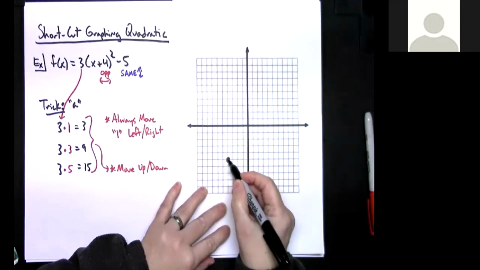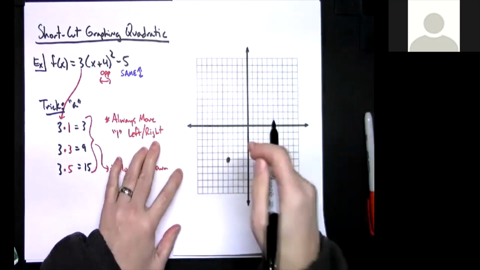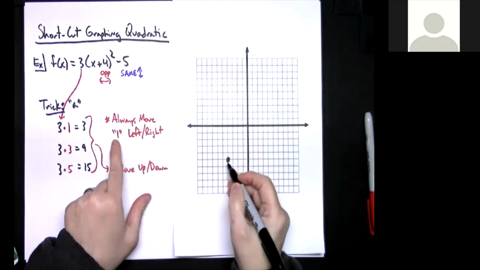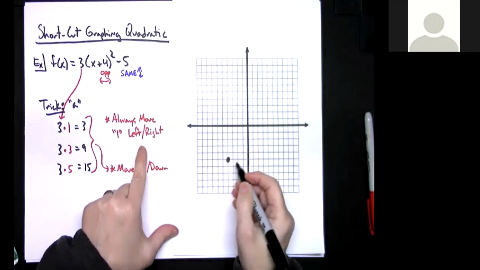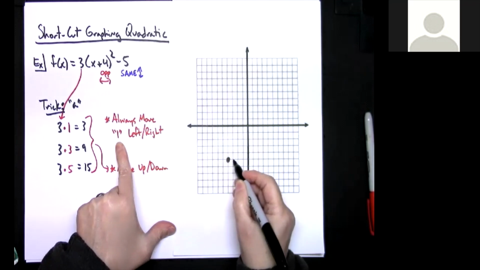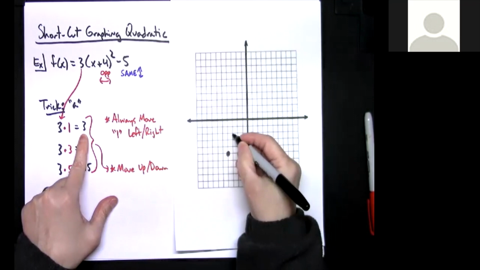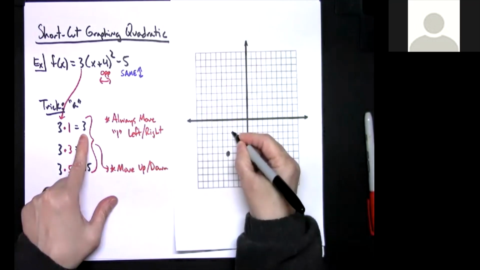So I start at my vertex. I'm just going to focus on going to the right first and getting my points on the right hand side. I always move to the right or left 1. So I'm going to go to the right 1. Watch my cursor. I go to the right 1, then I'm going to go up 3. 1, 2, 3. I'm going to put my dot.